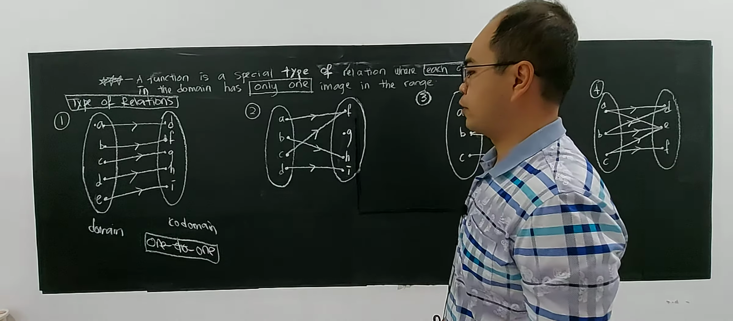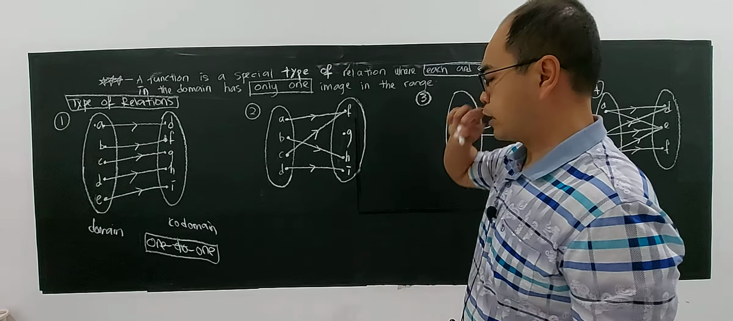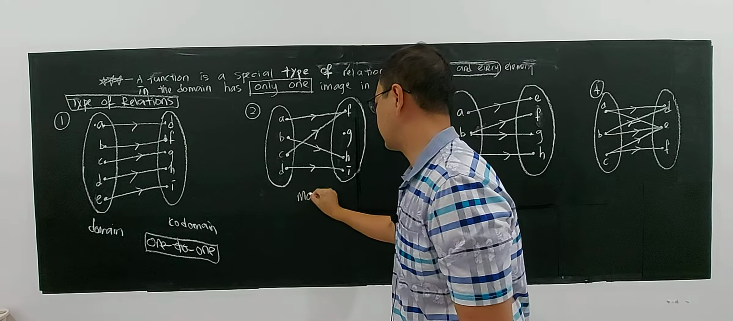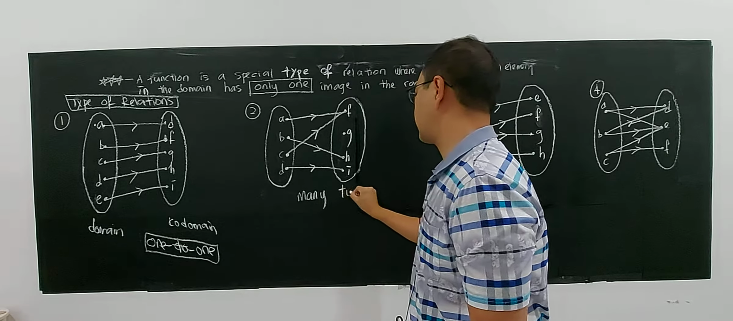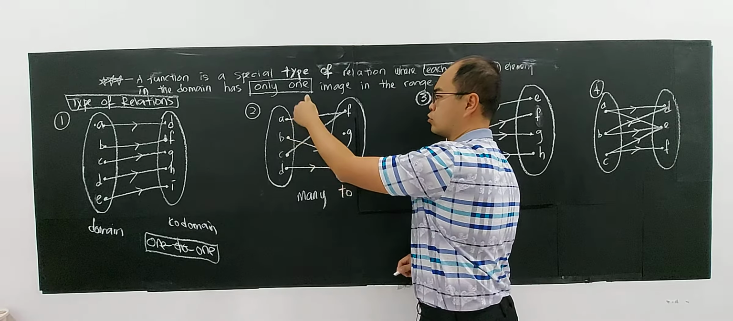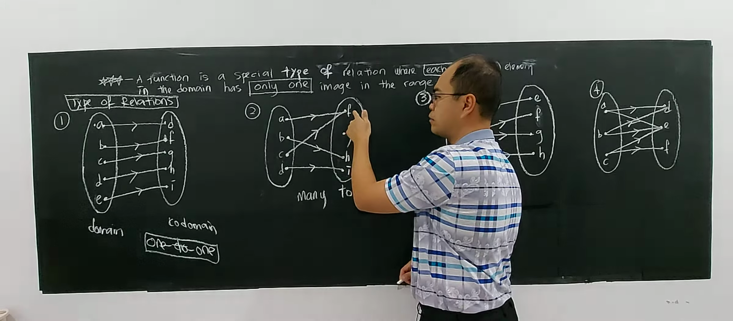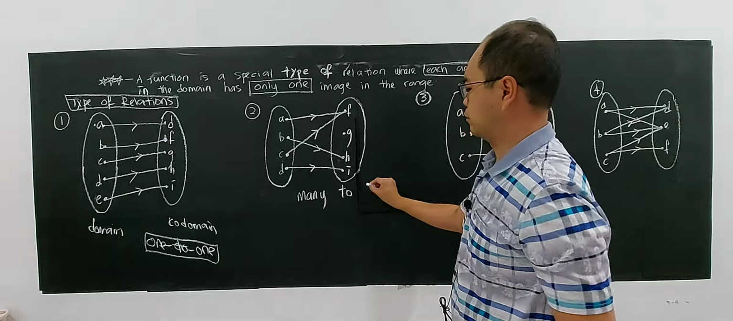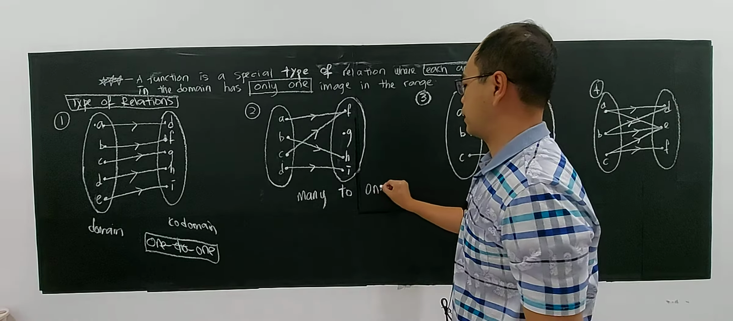This type of relation, we say, is many to one. Many to one. Because many refers to as long as 2 or 3 objects have the same image, then we say many from here. Many to one. So, as simple as that, many to one.